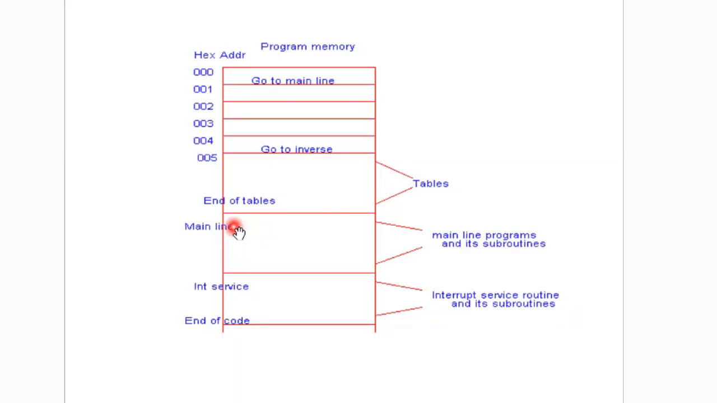The main program: you would have seen the starting address of the program in the microcontroller lab. When we have done the programs, we have seen it starts with some address. So that is the starting address, and from there the main program can be stored. So this is the location where we can store the program.